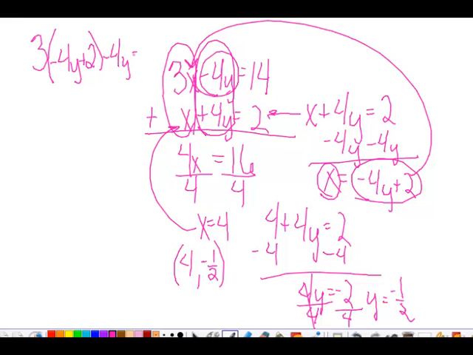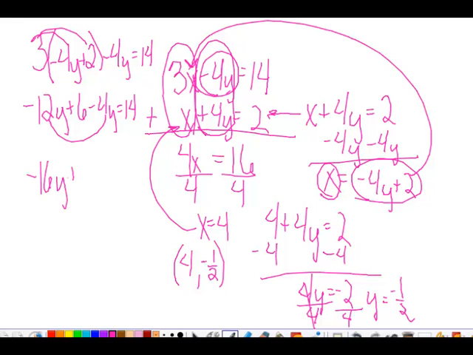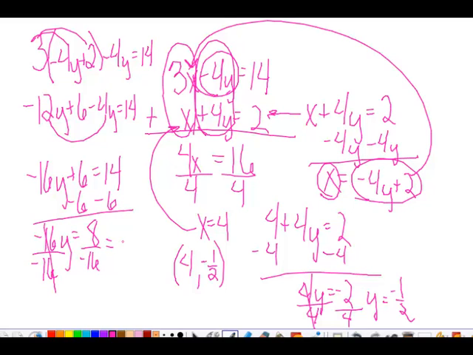Minus 4y equals 14. I would have to distribute: negative 12y plus 6 minus 4y equals 14. Combine my like terms. Negative 12 and a negative 4 is negative 16y plus 6 equals 14. Subtract 6. Negative 16y equals 8. Divide by negative 16. Guess what? I still get y to equal negative 1/2, which is what I got the first time.